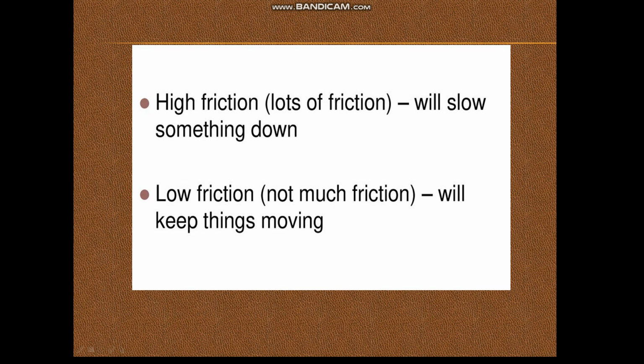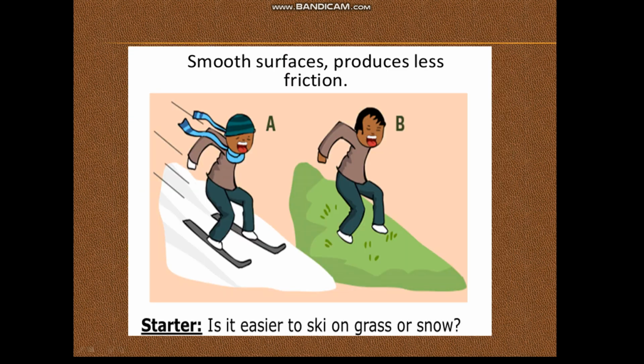High friction will slow things down, whereas low friction will keep things moving. Imagine what happens if there is no friction at all. Anything that starts moving will never stop. Smooth surfaces always produce less friction. That is why it is easier to ski on snow than on grass, because snow is smooth and grass is rough.